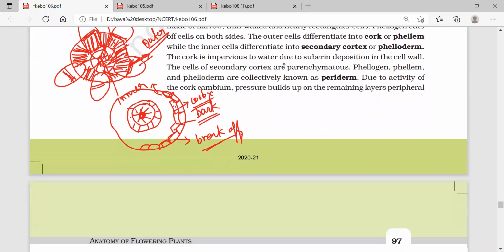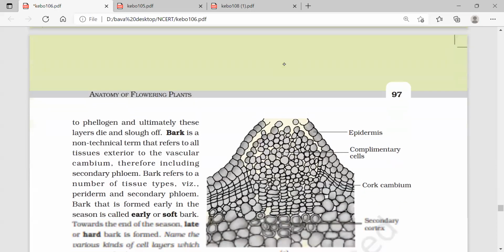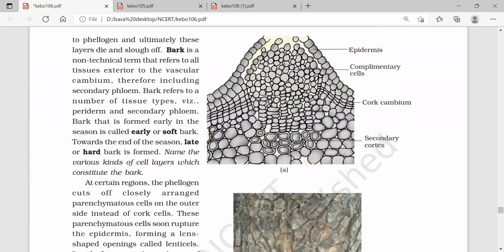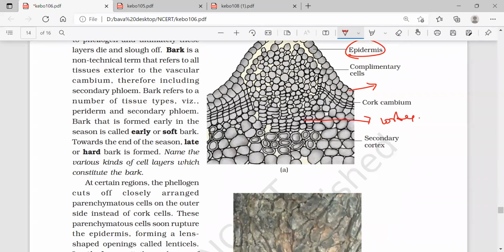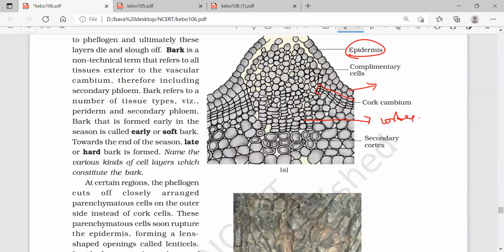Okay, let me show this one. See, this is the one. This is the stem. This is the outermost layer, epidermis, and from this is the cortex. This is the region of cortex. So due to cambium activity, the cambium cells are formed here, and the new cells are formed here.